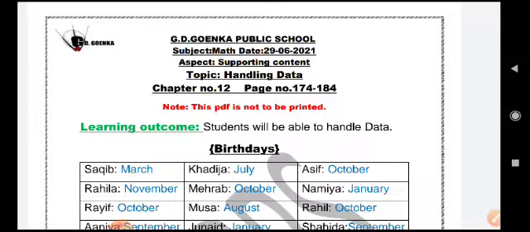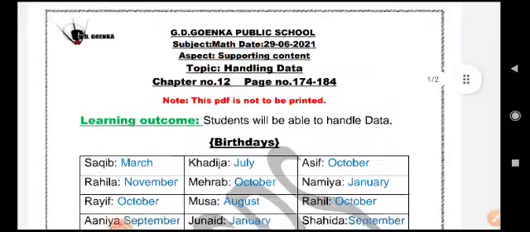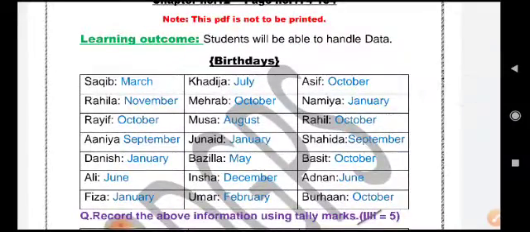Today, the topic of our class is handling data, or you may say data handling. Dear students, this is chapter number 12 of your new Maths Time textbook, and you can find the work we are going to learn today on page number 174 to 184. This is simply a worksheet that will give us an idea about what tally marks are, and we will be able to represent data in terms of tally marks as well as in terms of pictograph. So dear students, today you will be able to handle data, to organize data.